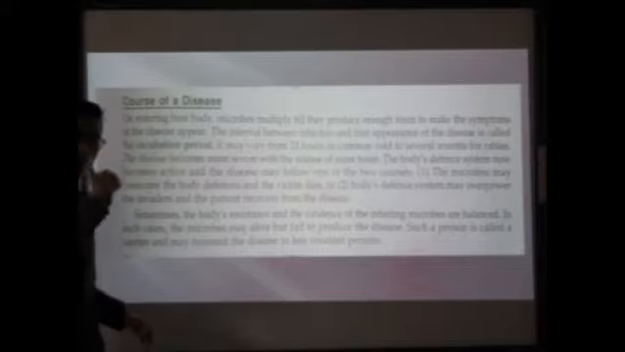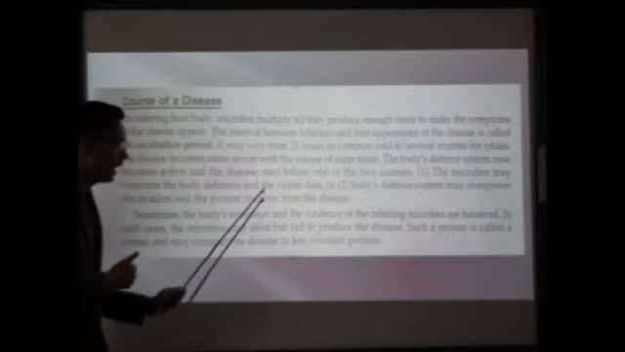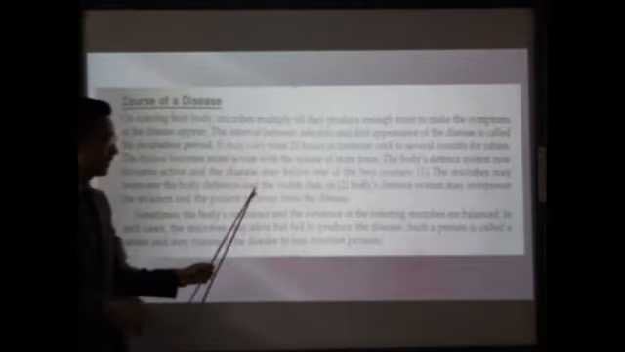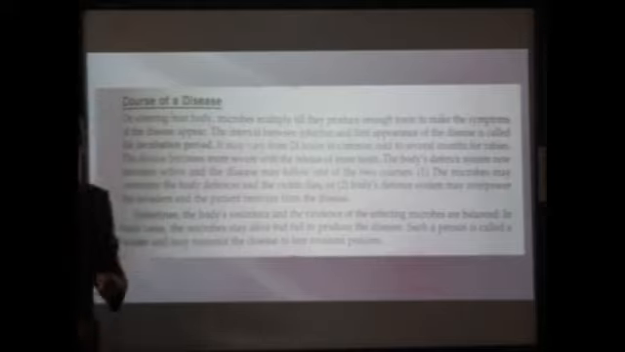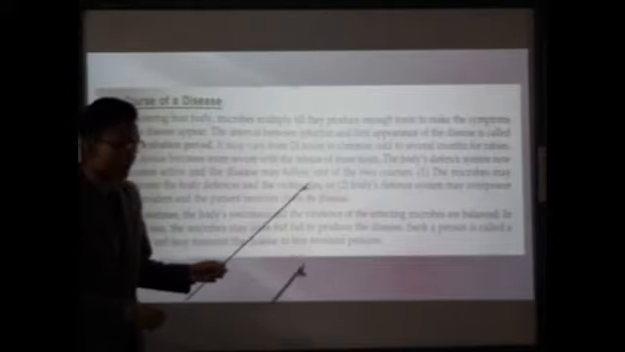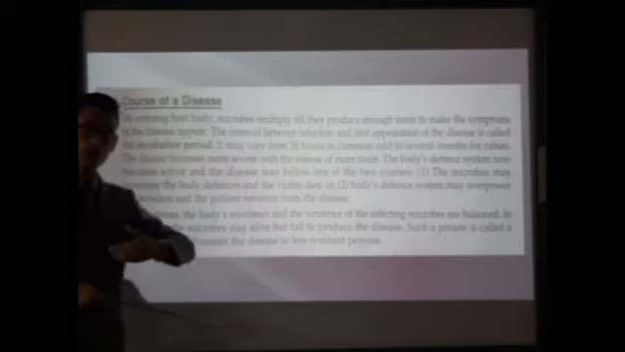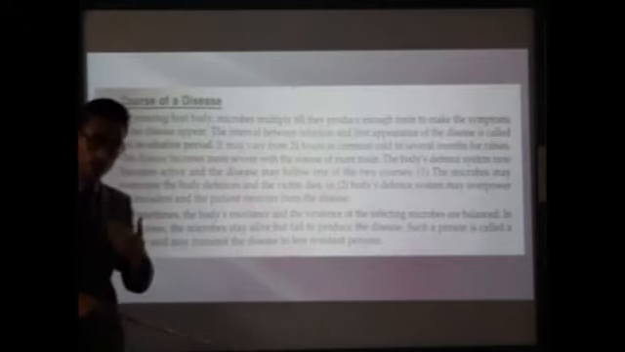They will overcome the host immune system and the victim dies. Whenever the pathogens or the microbes overcome the body immune system, the degree of severity of disease keeps on increasing and ultimately the victim dies. Or number two, the microbes will not be able to overcome or resist the body immune system.